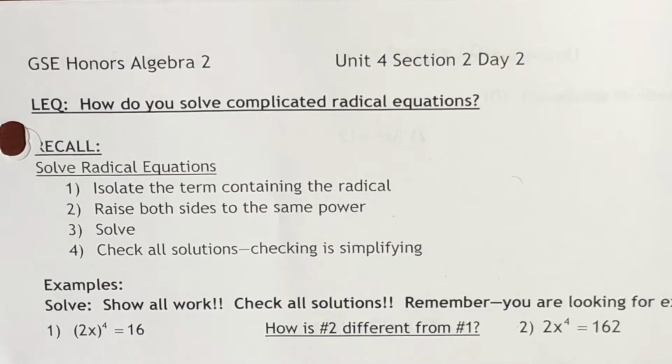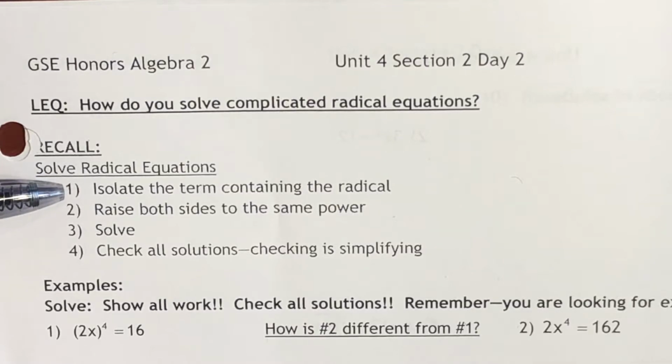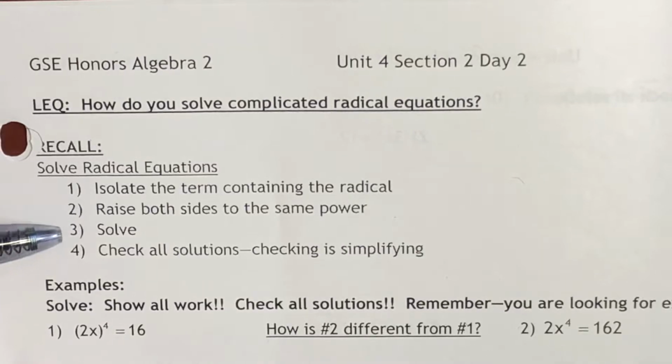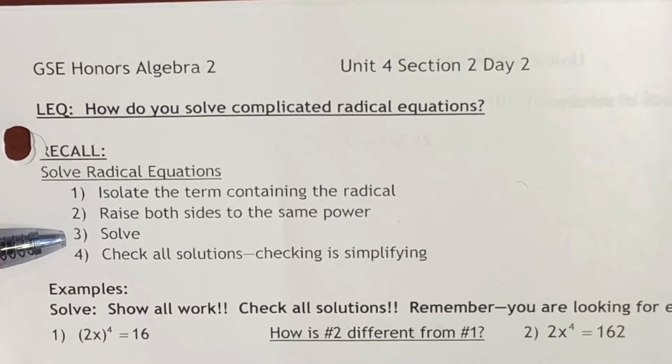We're looking at more complicated radical equations that we've got to solve, okay? And so that's basically what we're focusing on. You'll notice that to solve radical equations, step 1 is to isolate the term that contains the radical. Make sure that it's all by itself on one side of the equal sign. Then raise both sides of the equation to whatever is the power of the radical. And then to solve, completely get the remaining variable all by itself.